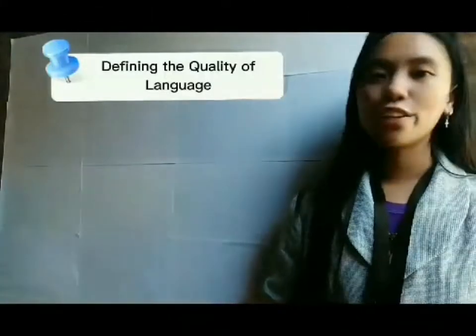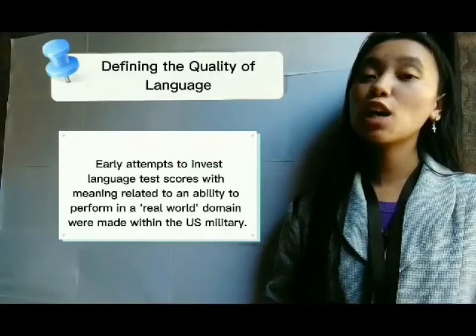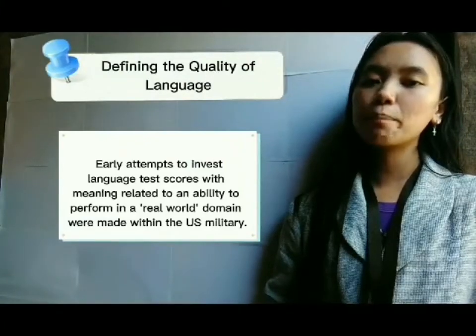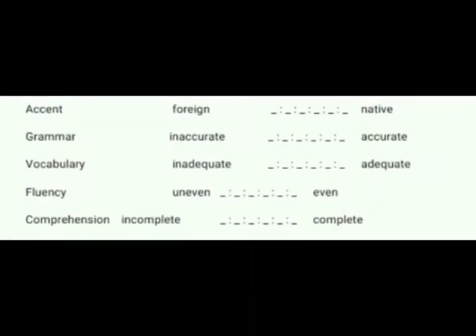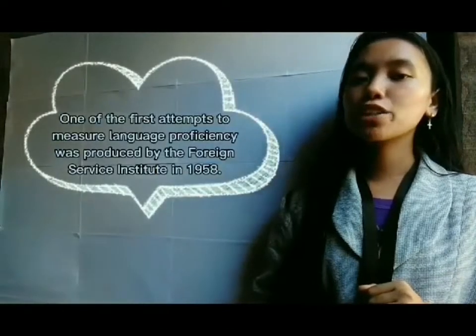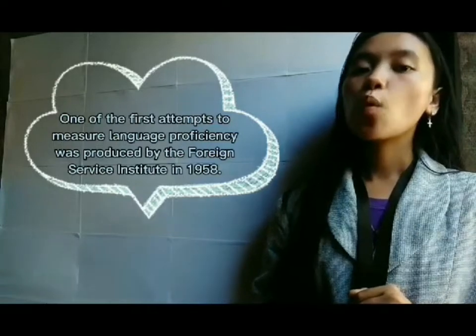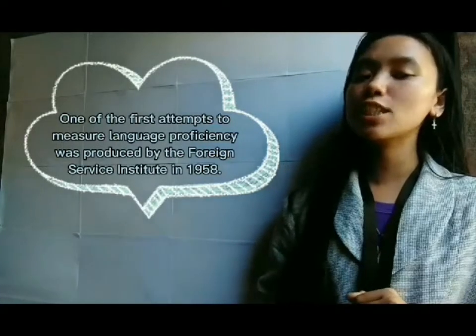Defining the quality of language. Early attempts to invest language test scores with meaning related to an ability to perform in a real-world domain were made within the U.S. military. Rubrics or descriptors draw on elements of a model of communicative competence that have been selected for the domain-specific framework. One of the first attempts to measure language proficiency was produced by the Foreign Service Institute in 1958. The definitions of each level are written intuitively and may not characterize actual levels.